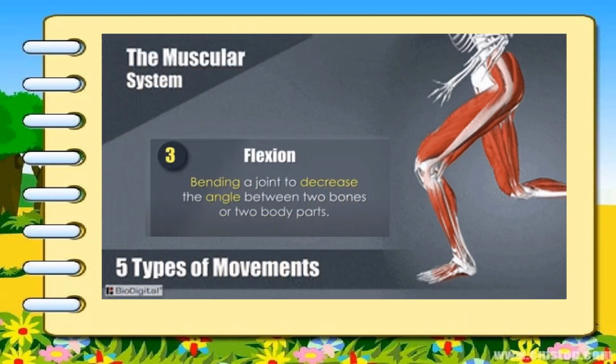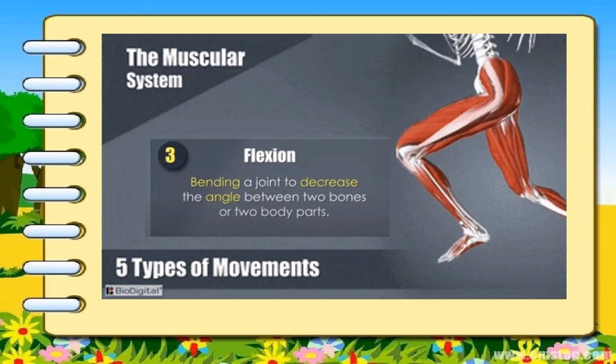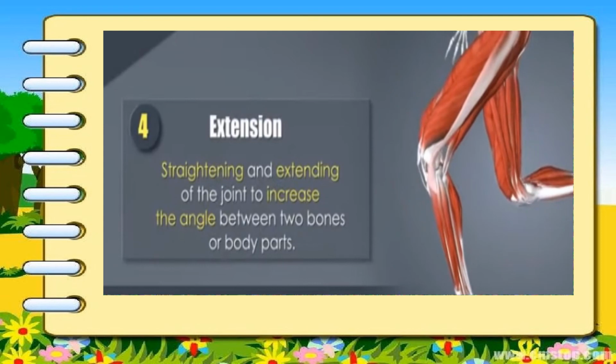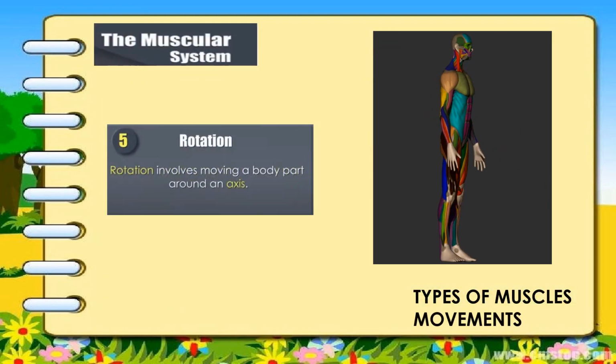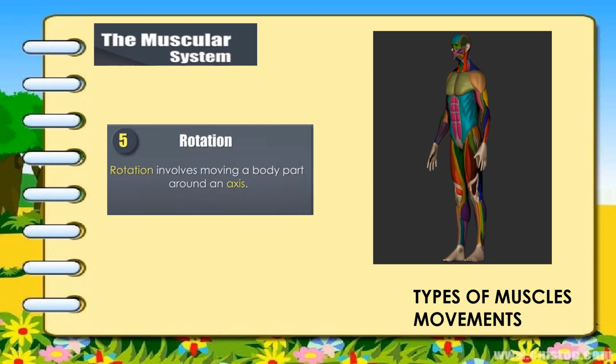Flexion, bending a joint to decrease the angle between 2 bones or 2 body parts. Extension, straightening and extending of the joint to increase the angle between 2 bones or body parts. Rotation, which involves moving a body part around an axis.